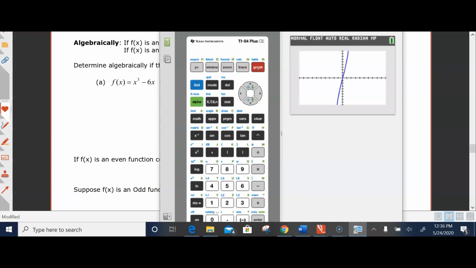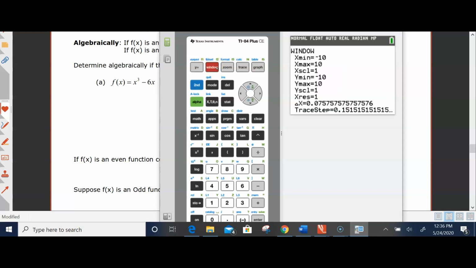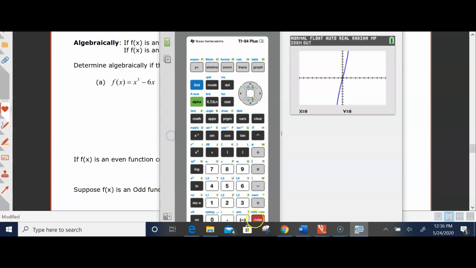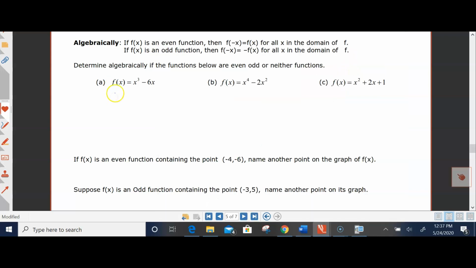So the first one looks like this. Looks like I've got symmetry across that y-axis. And I might want to zoom out a little bit just to see what happens a little bit further down. So let me zoom out. Okay, yeah. So I've got symmetry across the origin. So this guy would be an odd function.